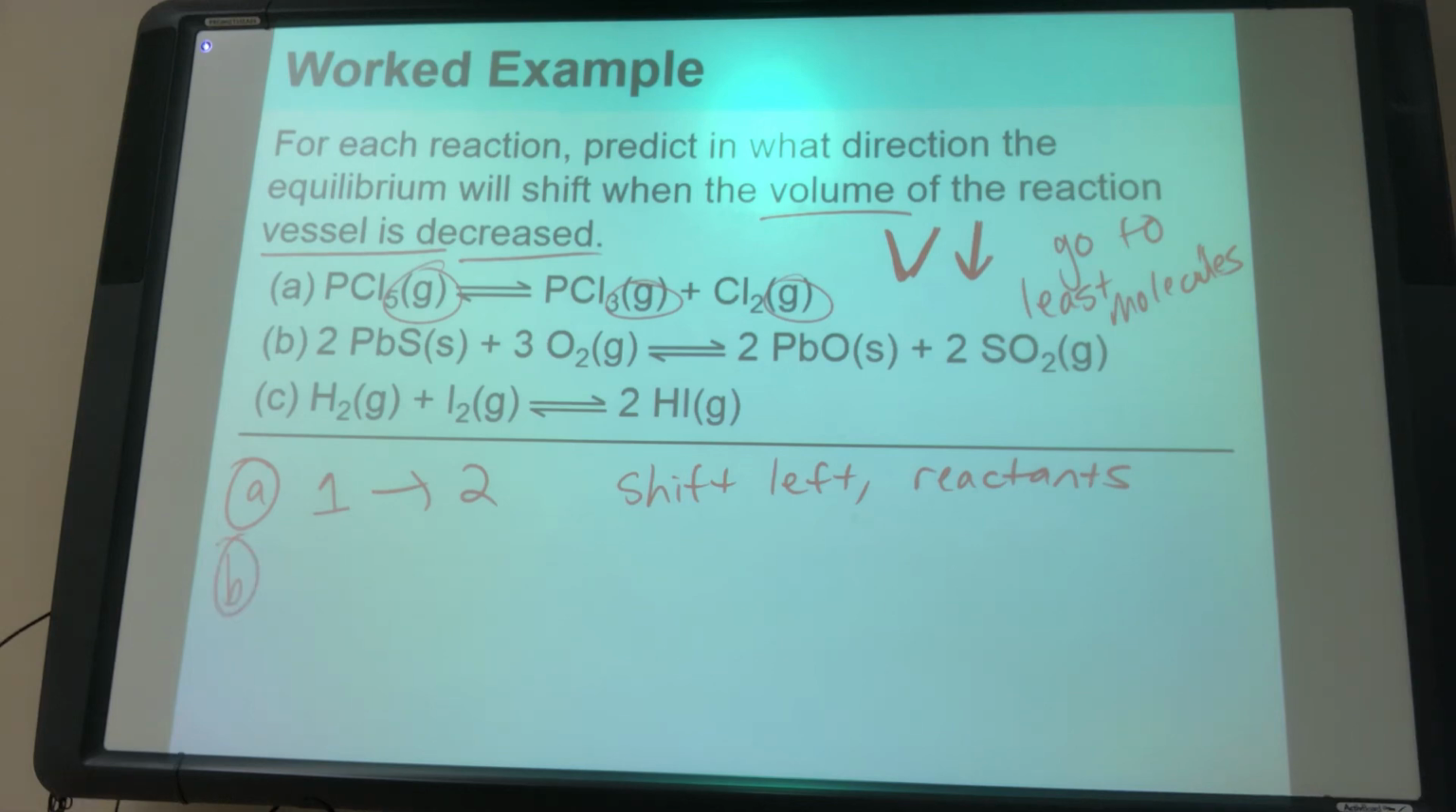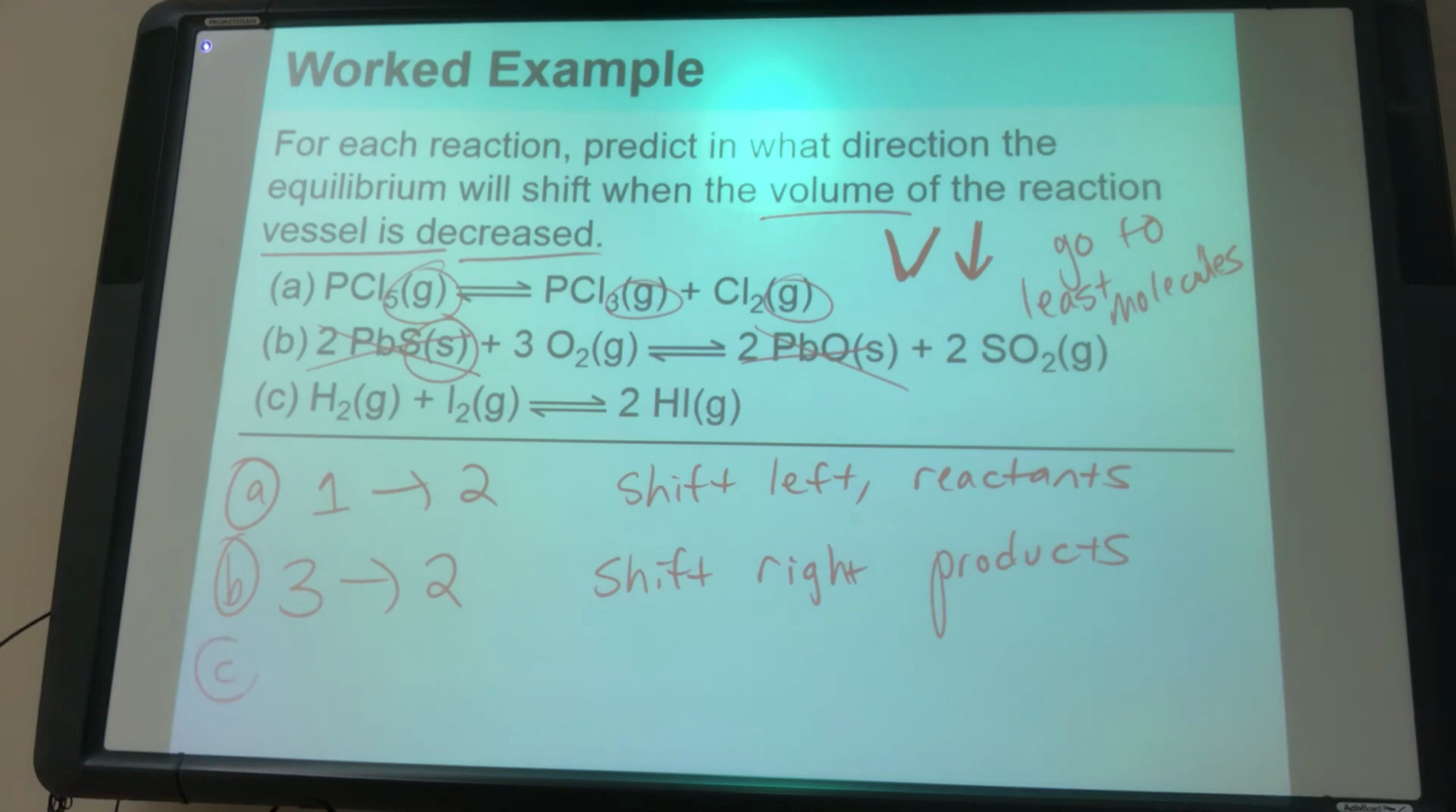All right, let's do the next one, okay? So I want to go to the side with the least. So let's look at how many molecules I have, okay? So I've got a solid here. So do I count the solid? Nope. I got a gas, so I got 3. Here's a solid, don't count it. Here's a gas, it's got 2. So I want to go to the side with the least number of molecules. So that means I'm going to shift right, to products.